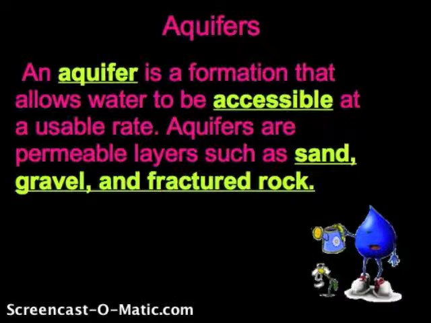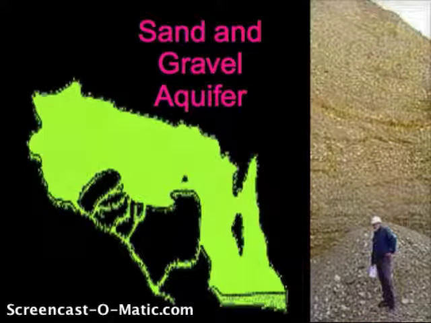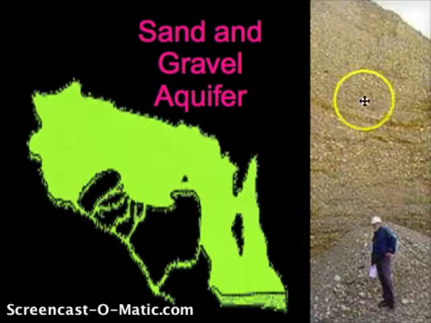And when we look at Wisconsin, Wisconsin has several major aquifers. In fact, a lot of people consider Wisconsin to have four major aquifers. And here you see a cross section of the state of Wisconsin, and we're going to take a look at these aquifers. The sand and gravel aquifer, and this is really kind of a neat aquifer. So here you can see it right here.